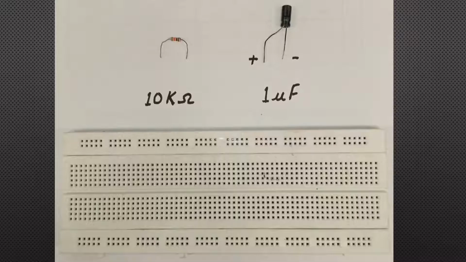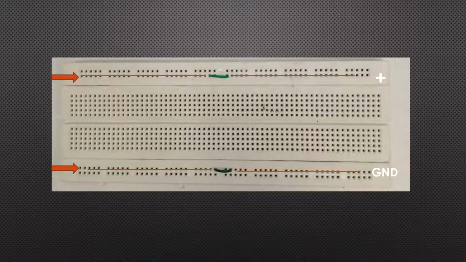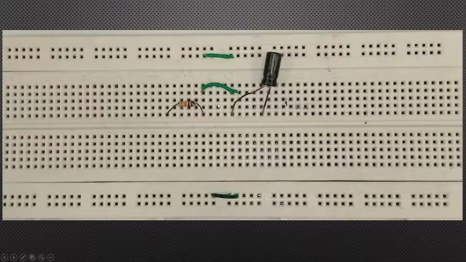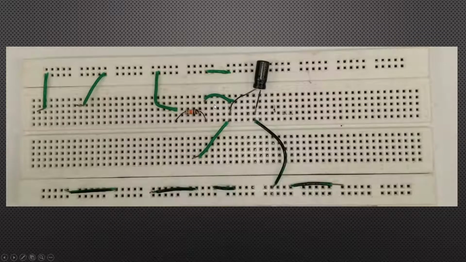We need a capacitor of 1 microfarad and a 10 kilo ohm resistor. As you can see, I have made the upper part the positive side and the bottom side the negative side. This side is basically ground and this one is the positive side. So this jumper is just connecting the resistor and capacitor, so you can remove it and connect from here as well. So here I make the connection.